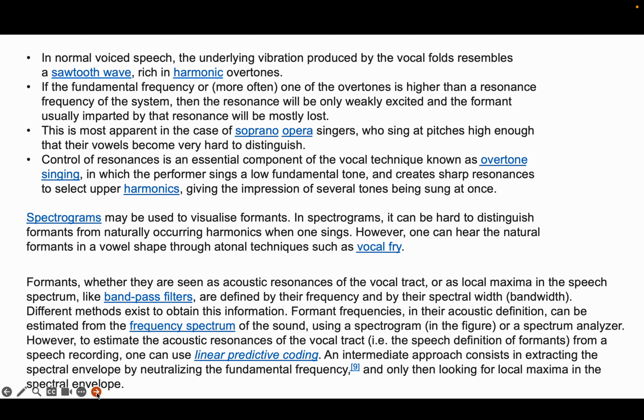So basically, usually your fundamental frequencies are lower than the formants. If you get higher than the first formant of the vowel, then you can lose some perception of what the vowel is. Control of resonances is an essential component of the vocal technique known as overtone singing. The performer sings a low fundamental tone and is able to create sharp resonances to select upper harmonics, giving the impression that several tones are being sung at once.